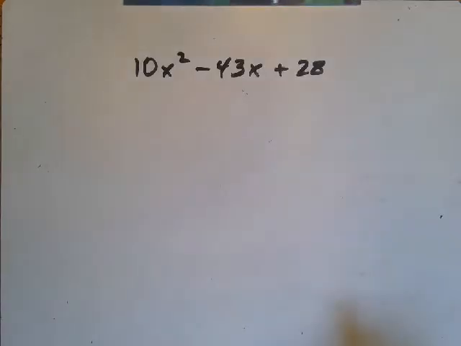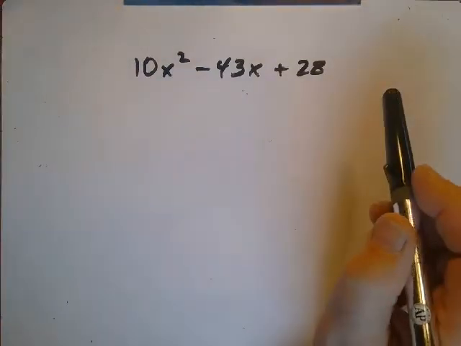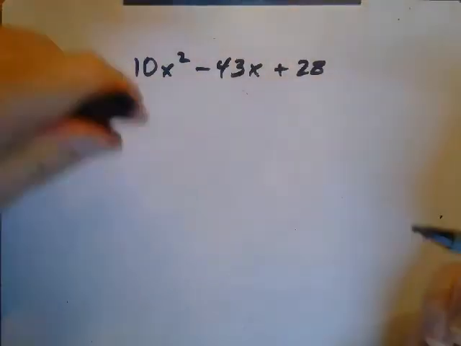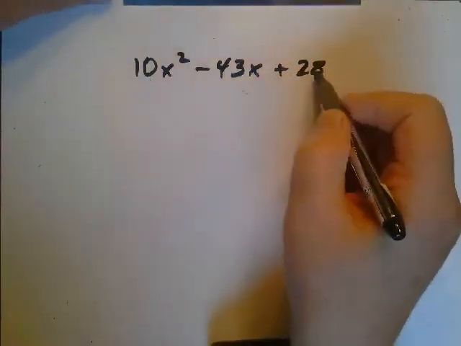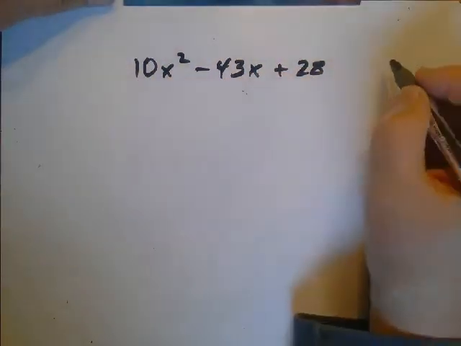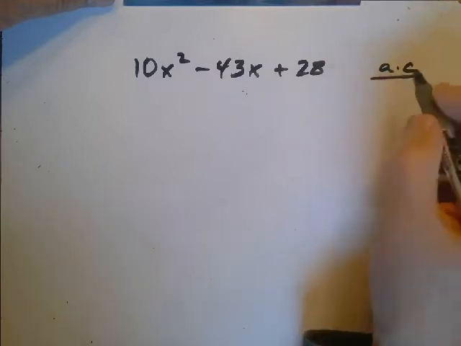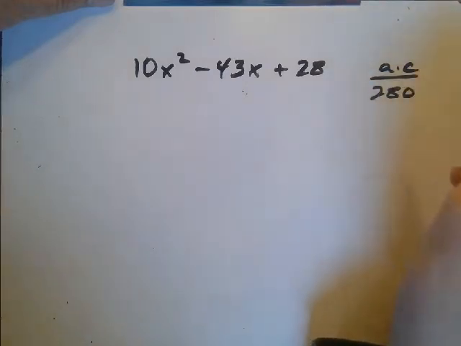All right, now you notice the numbers are getting bigger here, and that's intentional. The process is all the same. The only hard part is that product sum game gets a little more challenging. We'll show you what that looks like when we get there. Here we go. A times C, 10 times 28. A times C, 10 times 28 is 280.